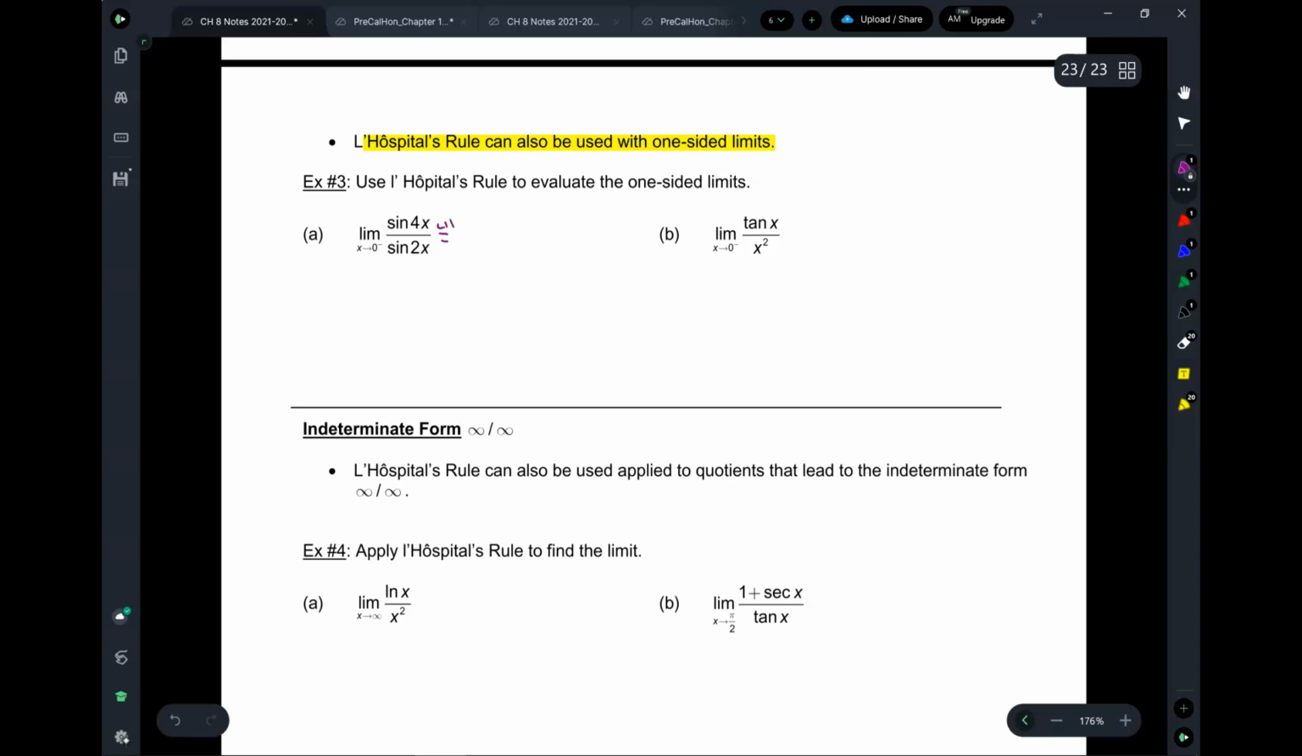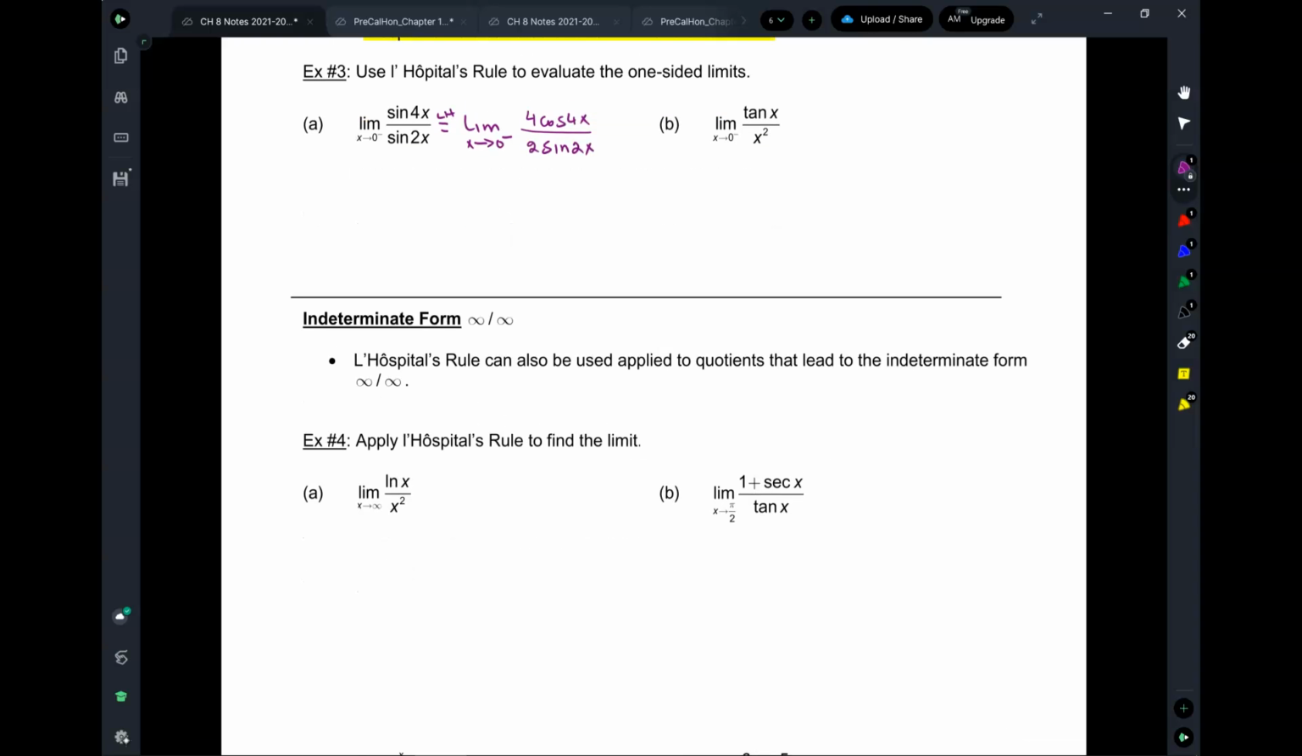But this one, since you get 0 over 0, you can say by L'Hopital's rule, this is the limit of 4 cosine 4x over 2 cosine 2x. Look at how those derivatives just made a little comeback. Just kind of slid back through the door. And so now, when you plug in 0, cosine of 0 is 1, so that'll just give you 4 over 2, which is 2. Okay?